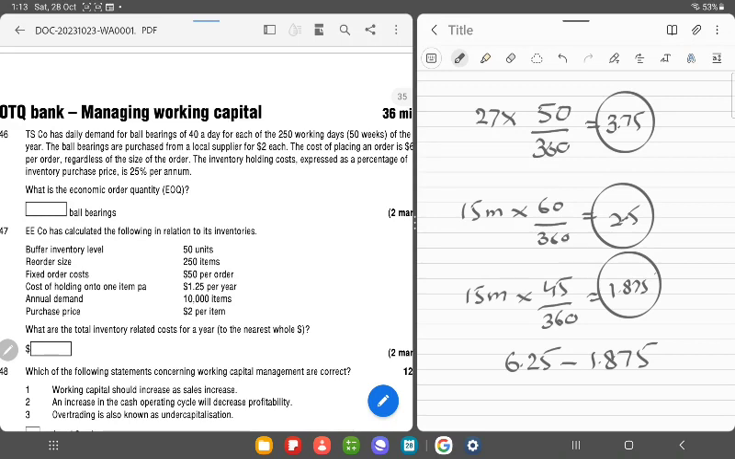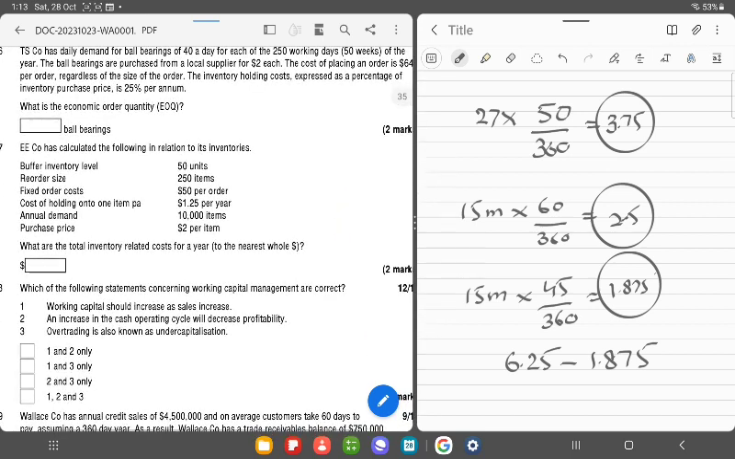Now it is about TS, which has a daily demand for ball bearing of 40 a day for each of the 250 working days. The value of ball bearing is also given; all information is given to you. You have to calculate the economic order quantity. Remember that if the holding cost is mentioned in terms of percentage, you have to take the 25% or any percent of your purchase price, whichever is given.